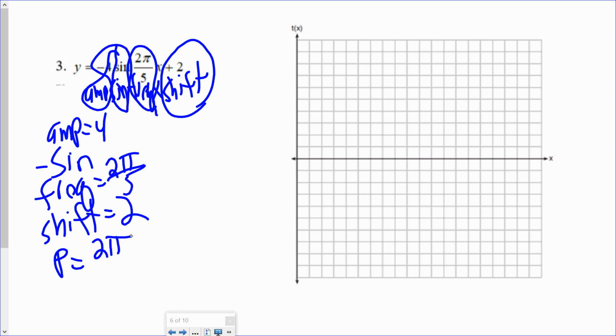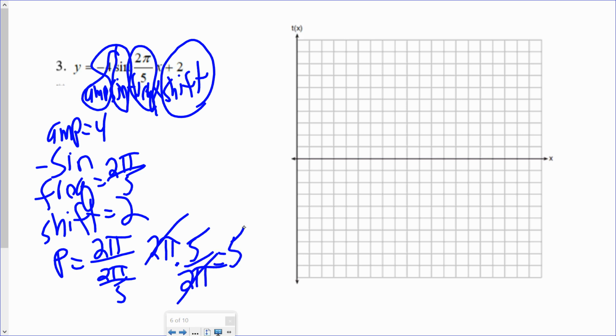The other piece of information I need is my period. Period is 2 pi over the frequency, which is 2 pi over 2 pi over 5. Again, when I'm dividing by a fraction, I keep, change, flip. I multiply by the reciprocal. 2 pi's cancel. I'm left with 5. So my y-axis, I'm going to start with my midline. My midline's at 2. The amp is 4, so I'm going up 1, 2, 3, 4 to 6, and down 1, 2, 3, 4 to -2.